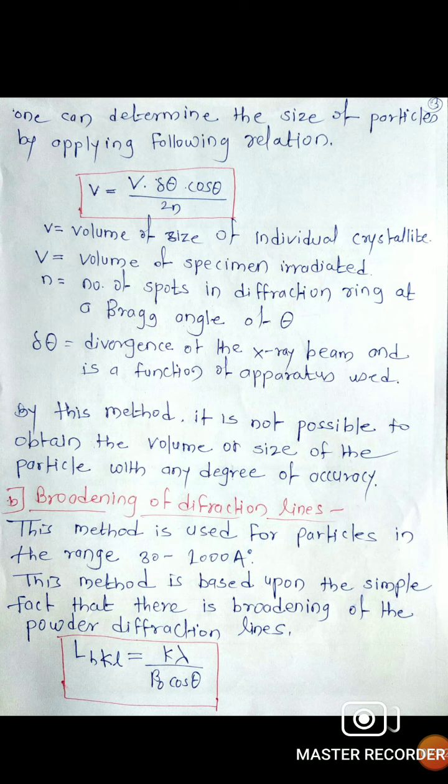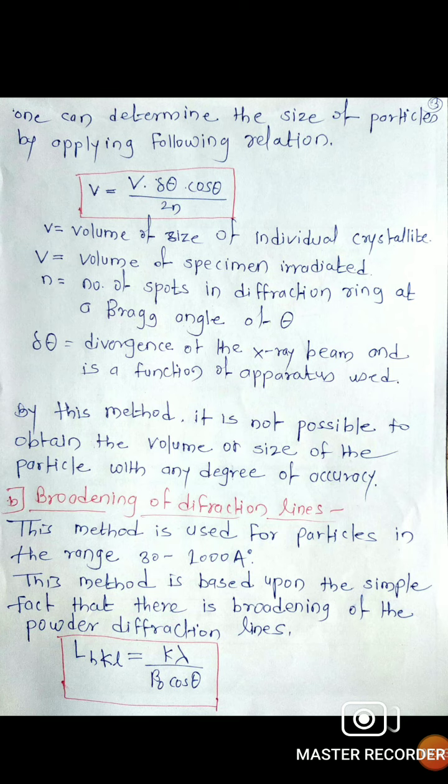From this diffraction pattern, one can determine the size of particles by applying the following relation, that is v = V Δθ cos θ / 2n. This small v is the volume or size of the individual crystallite. Capital V is the total volume of the specimen irradiated. n is the number of spots, and Δθ is the divergence of the X-ray beam and is a function of the apparatus used.